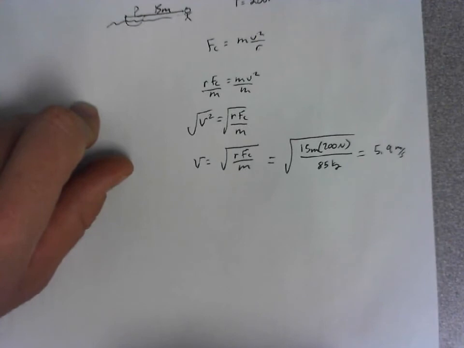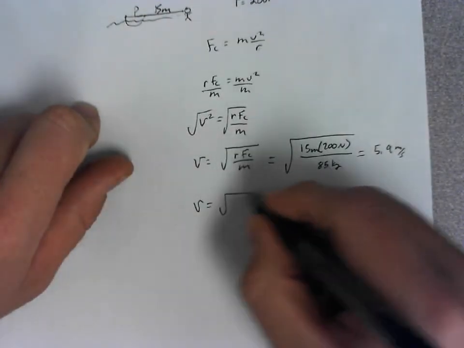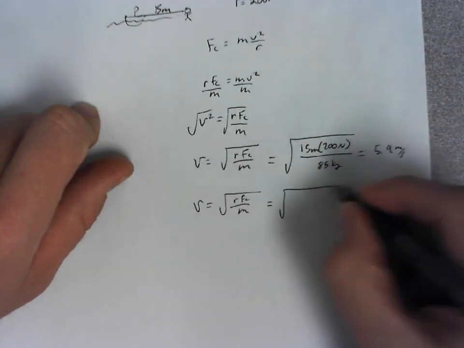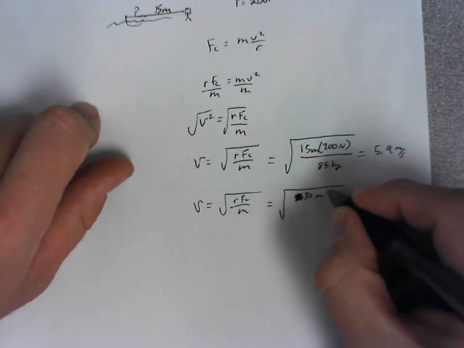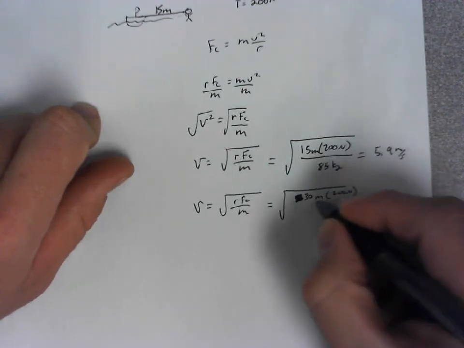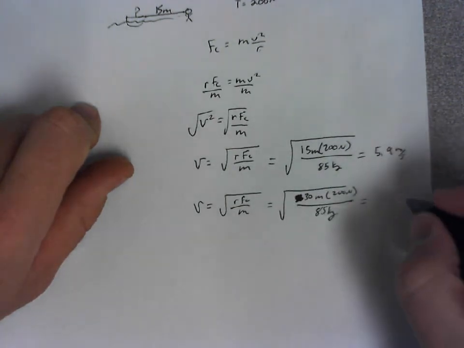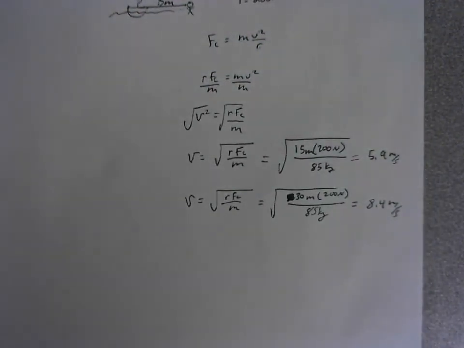Now the next part of the problem is, how does your velocity change if you double the length of the line to 30 meters? And so you just redo your equation. Here's our equation again, and we're going to redo it at 30 meters, 200 newtons, at 85 kilograms, and you get a value of 8.4 meters per second. And it's really that simple.